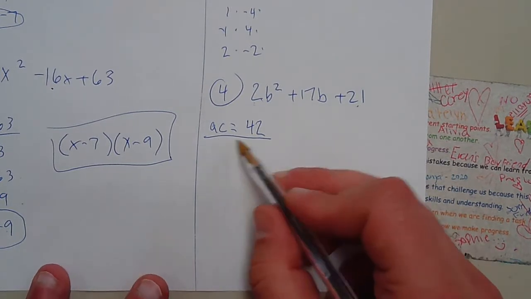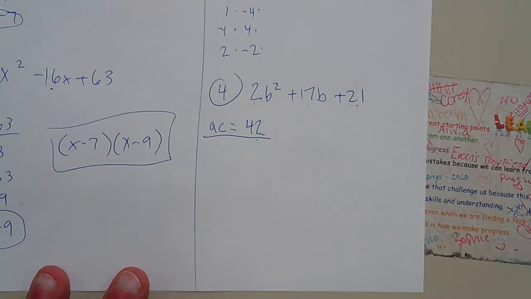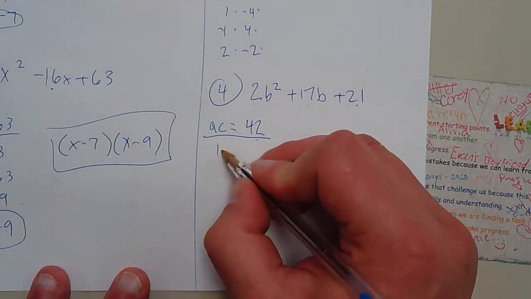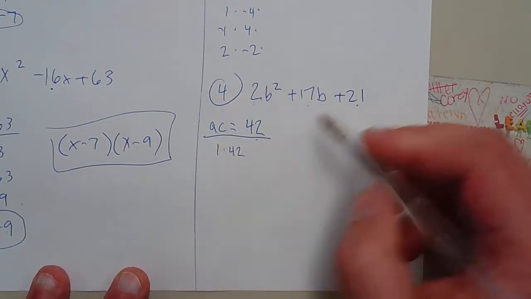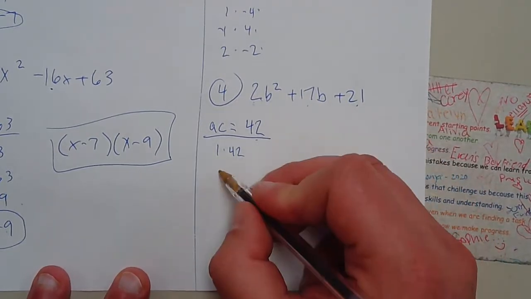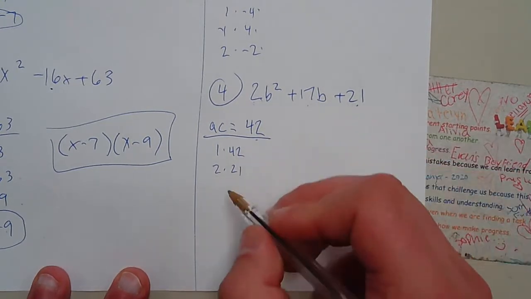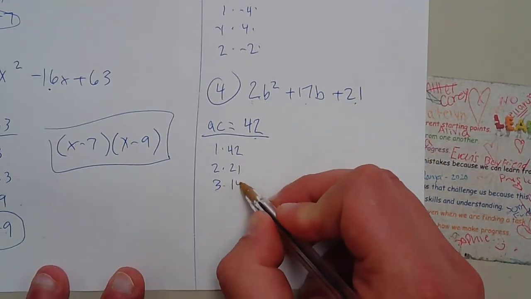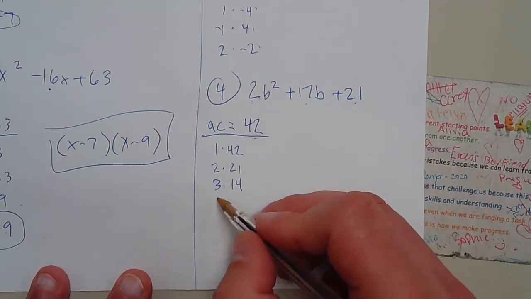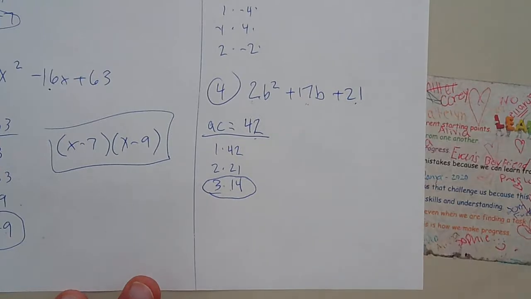All right, so now we want to find factors of 42, and we need to find the pair that adds to 17. Okay, so, 1 and 42. I'm not going to bother listing the negative pairs because I know I'm not going to need them here. Then we could do 2 and 21. That would add to 23. 3 and 14. And at this point, I'm going to stop because I know that's the one, because 3 and 14 multiplies to 42, but also adds to 17.